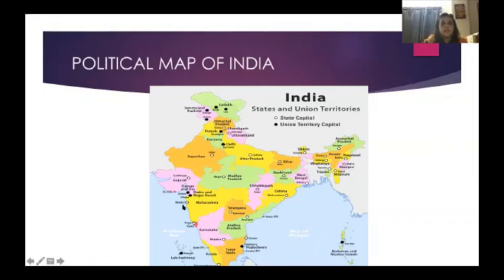And this is the political map of India. It shows the boundaries and the locations of states, union territories, cities, etc. And you can even see the capitals of the states here, children. Can you see here? Telangana, Hyderabad; Maharashtra, Mumbai; Rajasthan, Jaipur. And the union territories, you will see Jammu and Kashmir, Chandigarh, New Delhi. Here you see Puducherry, Daman and Diu. This is the political map of India.